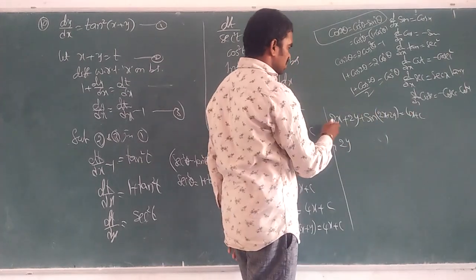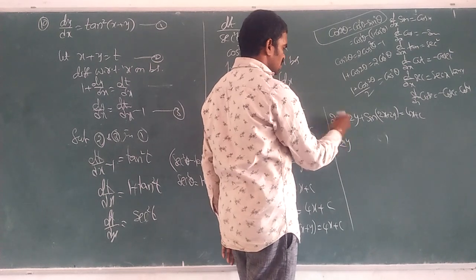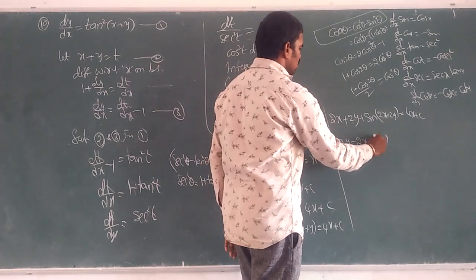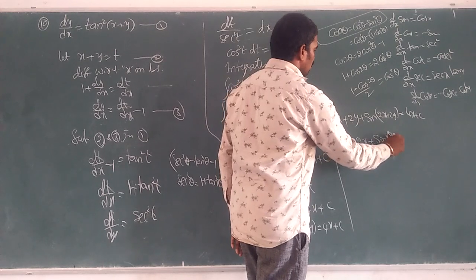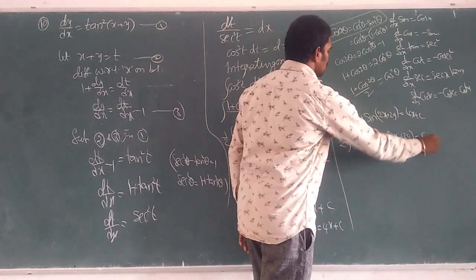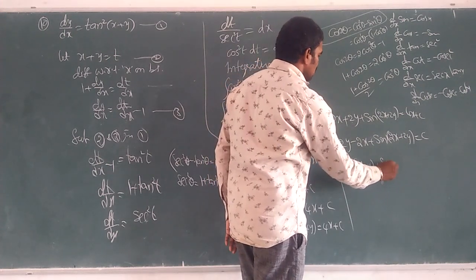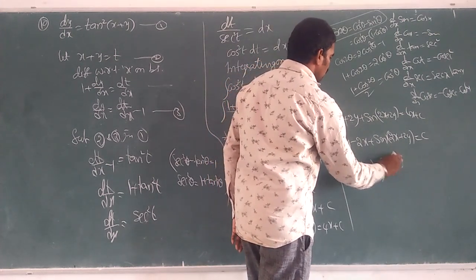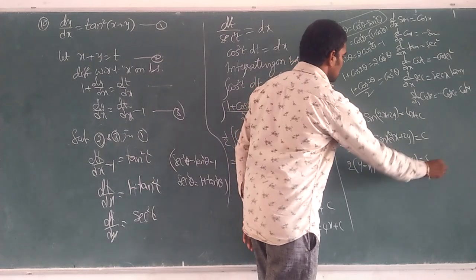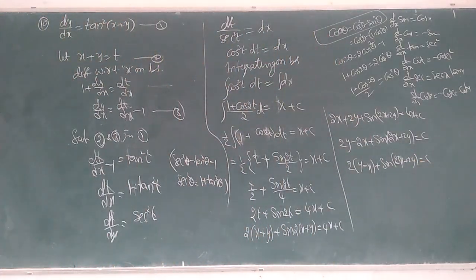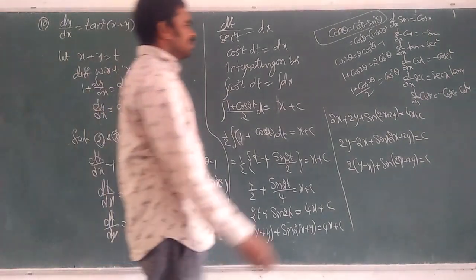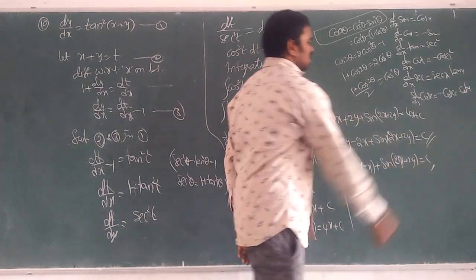That 4x I am bringing left side, it becomes minus 4x. So 2x minus 4x is minus 2x plus sine of 2x plus 2y is equal to some constant. So this is the final answer. Y minus x plus sine of 2x plus 2y is equal to c. Okay? So what is the answer? That's it. Otherwise we can keep here only, or you can write this also.